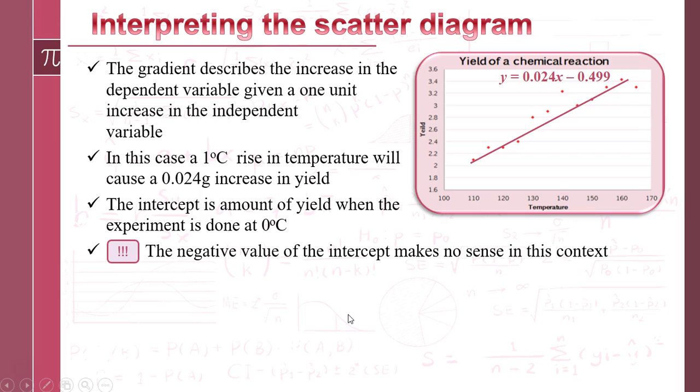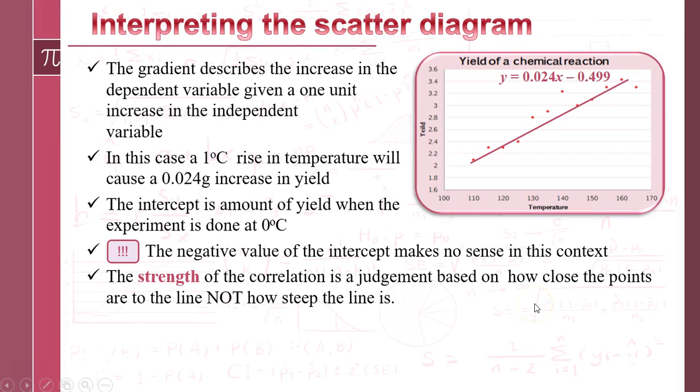Also, I would imagine that in this particular experiment, you can see the reaction is happening at temperatures above 100 degrees centigrade. So I would imagine that at temperatures below 100 degrees, this reaction doesn't really happen. And again, that's another reason why in this particular experiment, the value of the intercept doesn't actually apply. But generally speaking, it's essentially what's happening when the independent variable is at 0.